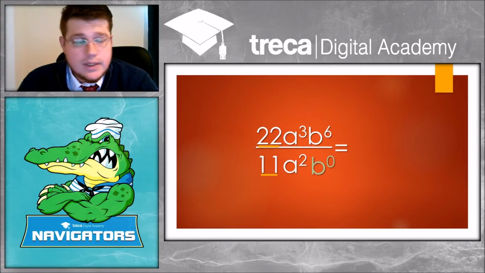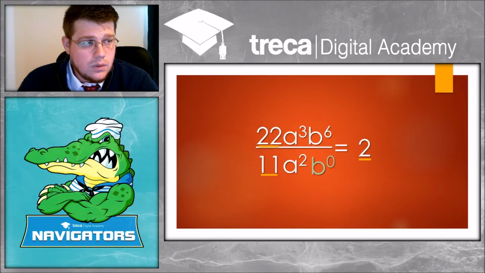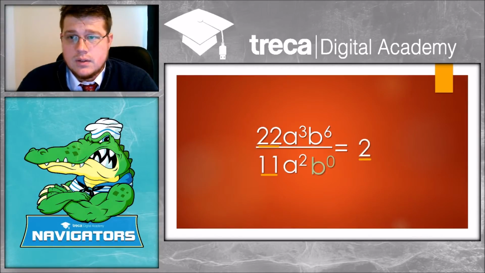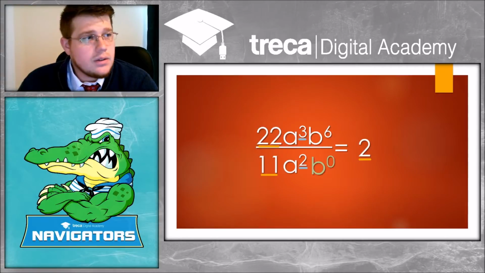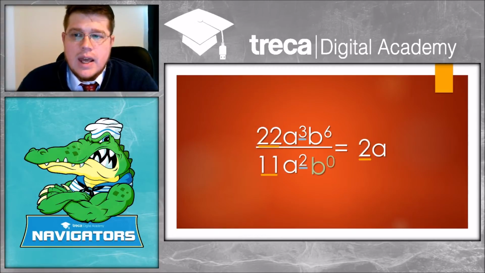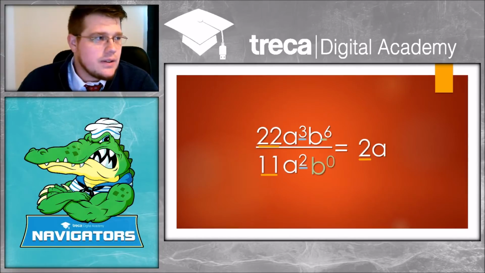22 divided by 11 is 2. Next, what do we do? A cubed divided by a squared is, subtract your exponents, a to the 1st, which is a. And b to the 6th power divided by b to the 0th power is b to the 6th.